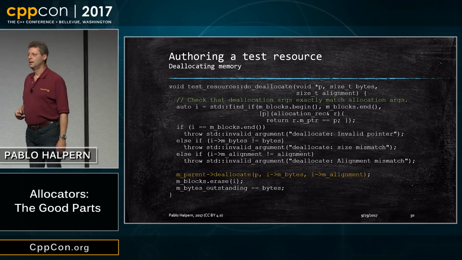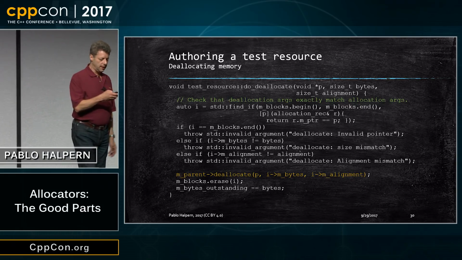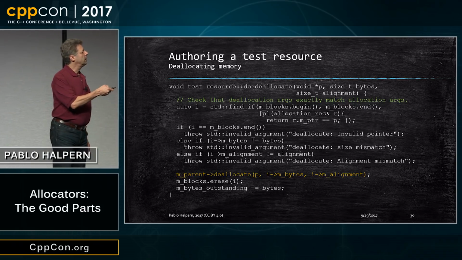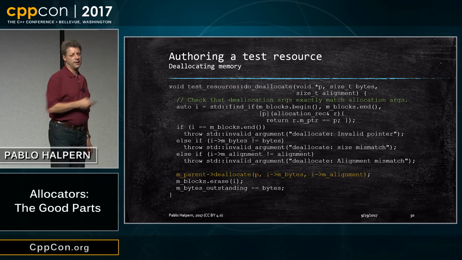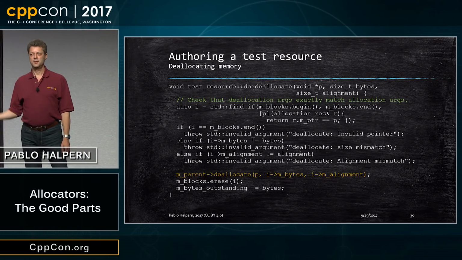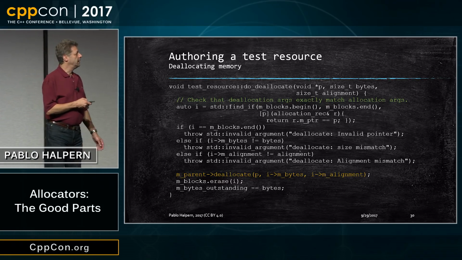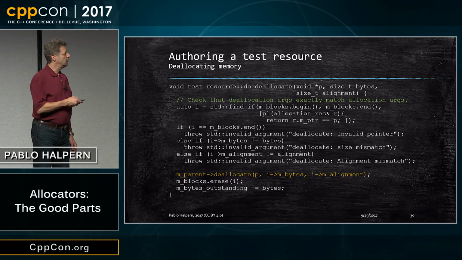Do deallocate is pretty much the same in reverse. The only difference is we've got this big if statement in the middle where we are checking to make sure that everything is valid, that we're not deallocating something that we didn't allocate, or we're not trying to deallocate a different number of bytes or different alignment than what we allocated. And then we return the memory to the upstream resource.